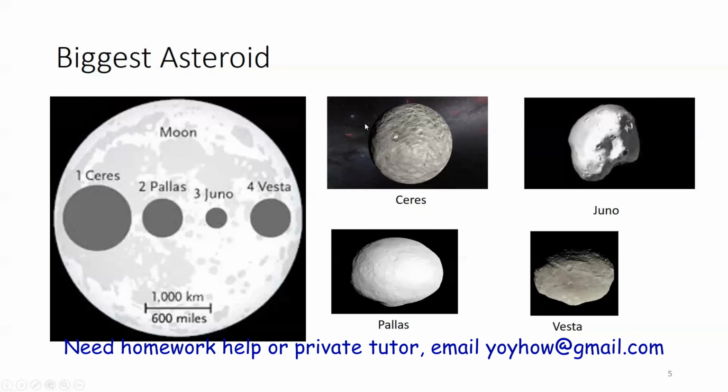Let us look closely here. How does it look? So this is your Ceres, you can see Juno, Vesta, Pallas. So basically, just a piece of rock. All right, class, any questions so far? If you have any, please let me know.